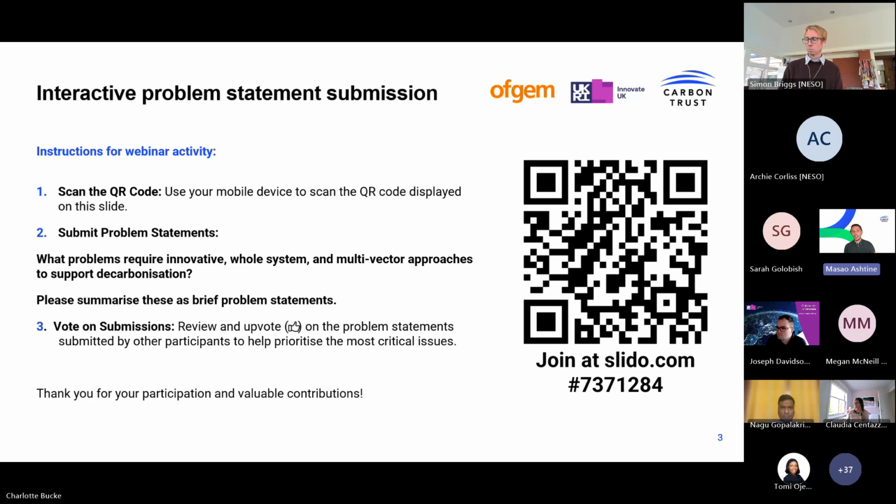The question that you're going to see is what problems require innovative whole system and multi-vector approaches to support decarbonisation. It is broad, but focusing on the vectors where we're looking at gas, electricity, heating, transport. And those will be the key areas where we would like to get your understanding of where innovation is needed from a public funding perspective. We're not looking for places or areas where there's a lot of work already happening or things are well underway to meeting net zero. We want the tricky bits, the bits that need a bit of a push, a bit of de-risking, and a little bit more commercialization.